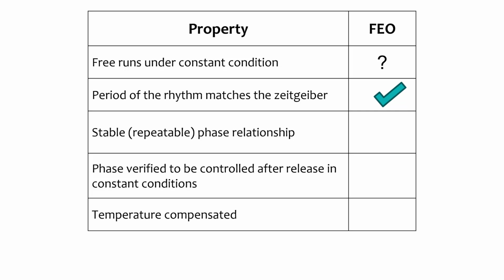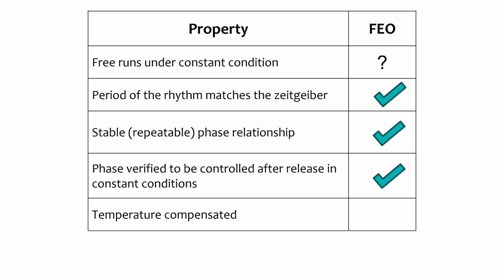The FEO has a stable phase relationship with the Zeitgeber, because stable FAA starts a set number of hours before food availability each day. The phase of the FEO is controlled after releasing to constant conditions when FAA reappears during complete food restriction and maintains the same phase as with the original feeding cue.